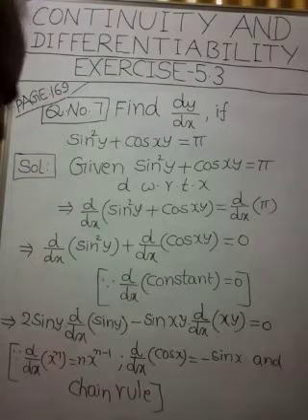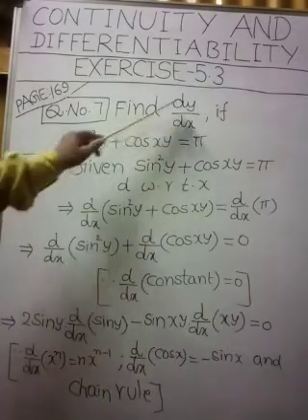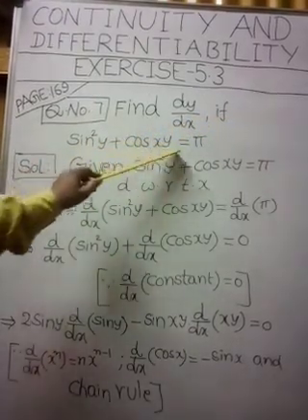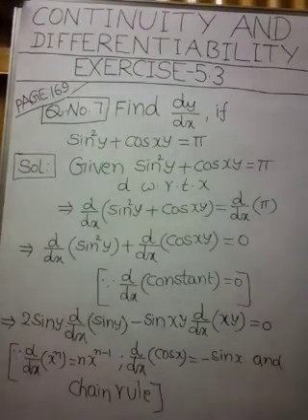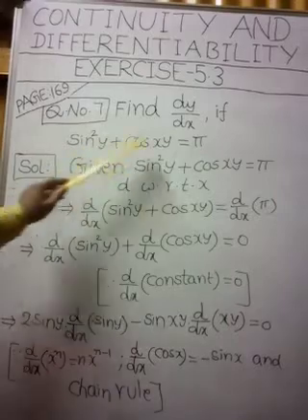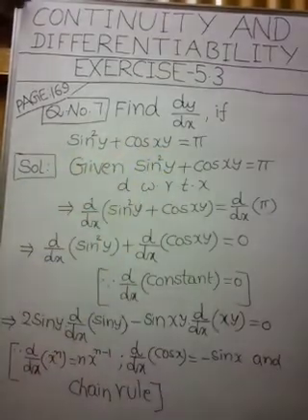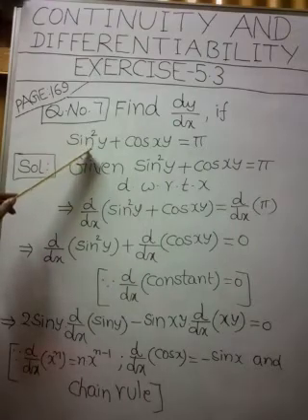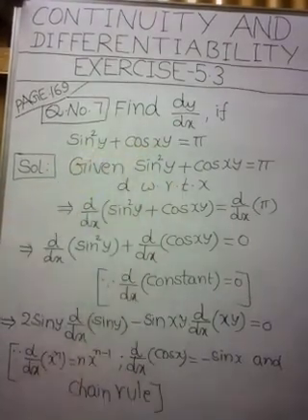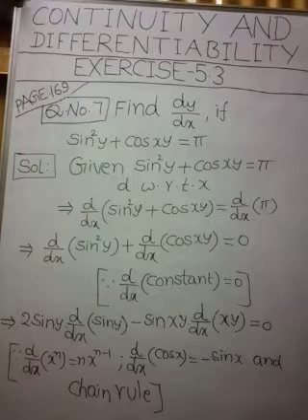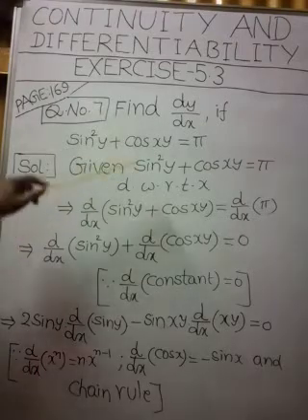See here, question number 7. Find dy by dx if sin square y plus cos xy is equal to pi. Here we have to find dy by dx if this relation between x and y is satisfied. Here also, if you observe, this is an implicit function. It means we cannot write this equation as y is equal to f of x.